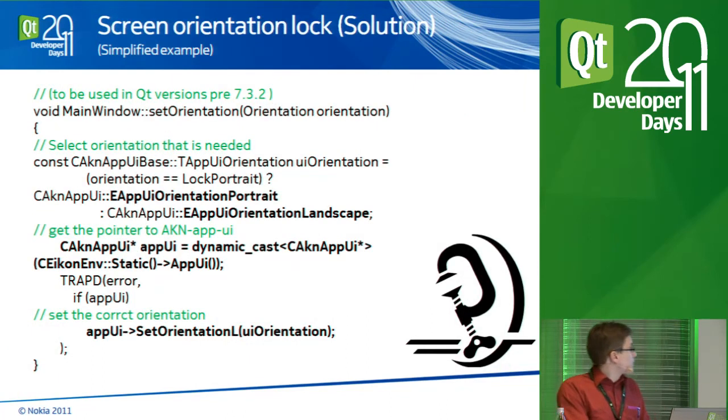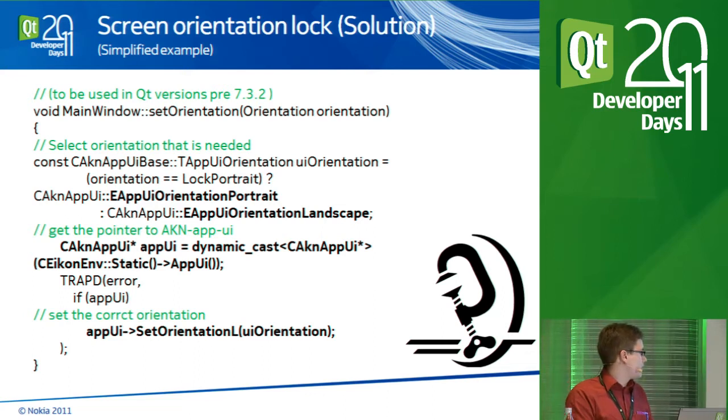So for the solutions, for the screen orientation lock, you can use simple Symbian code to achieve that. Just select the orientation which you need, get the pointer to the AknAppUi class, and ask the AknAppUi to set the orientation to whichever you want. Even though this works without this Symbian code in the latest Qt releases, it's very important to know these kinds of things if you are, as said, targeting older devices, because they don't support the latest Qt release versions.